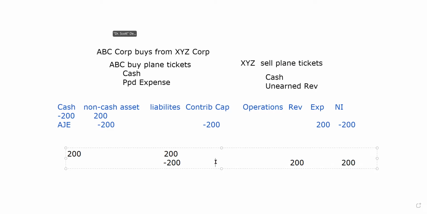My contributed capital is going to adjust by 200. So my liabilities go down, my equity goes up, it's a net of zero. That's how the picture rolls. Making sense? How's that feeling?